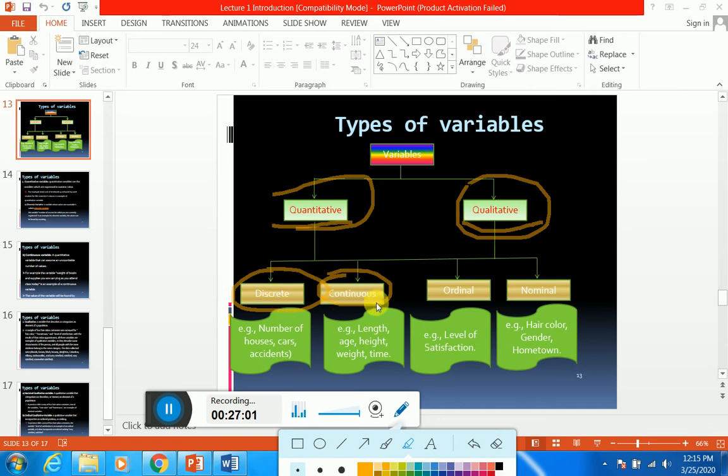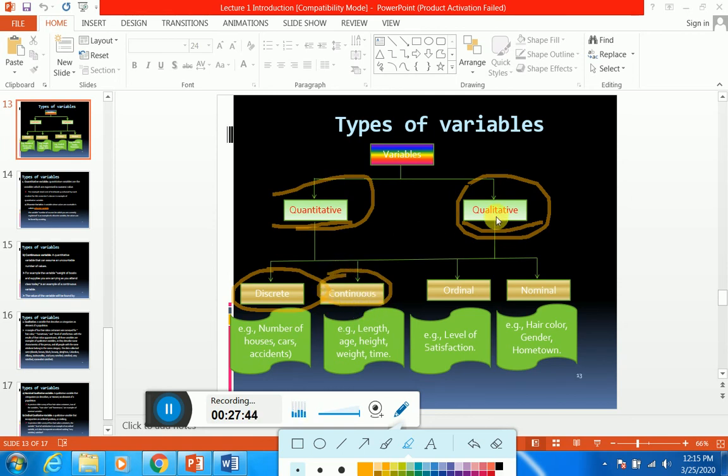Next is continuous variable. By the name it is clear, continuous. A variable that always has a fraction, with points after the value. Age, for example: 31.5 means 31 years completed. I have completed my 31 years and I am in my fifth month of the next year. So it means 31.5. That is a continuous fraction. Therefore such a variable is known as a continuous quantitative variable.